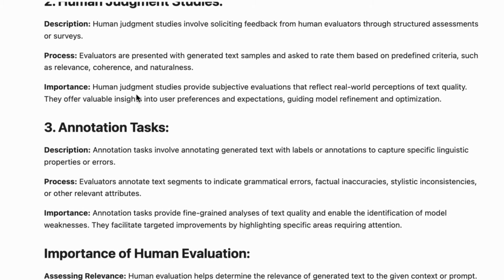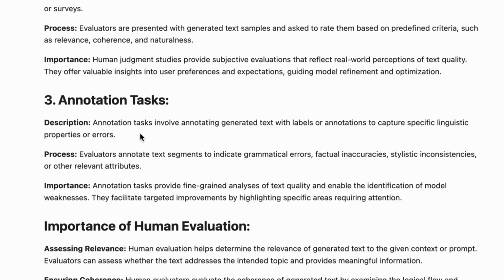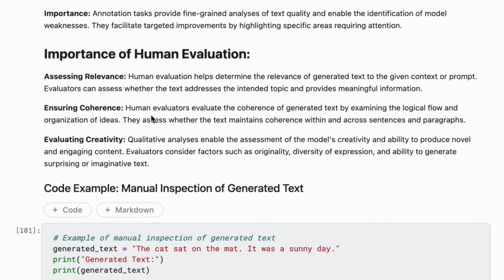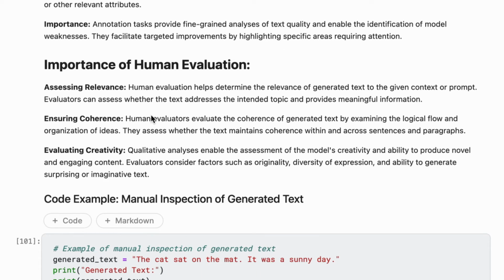Okay, then we talk about the annotation task. This annotation task involves labeling the generated text to show whether it has factual accuracy or not, whether it has semantic meaning or not, whether it has grammatical errors or not. So you can annotate that generated text so that we can make our large language model solve these issues in further training. Okay, so the basic importance of human evaluation is that we can add more creativity, more coherence, and more relevance to our large language model.